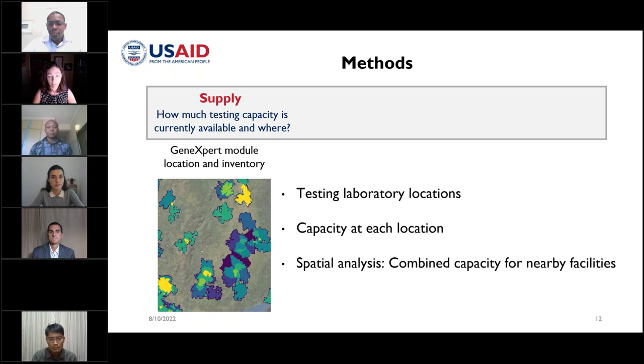And on the little map at the left, the yellow areas show places where tests are in high availability, and the purple areas show places where tests are in low availability. The empty areas show places where tests are outside of the range specified for this analysis, which was 20 kilometers. Next slide, please.